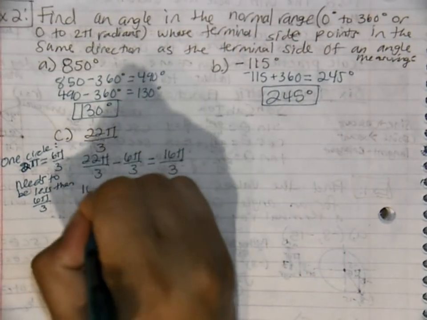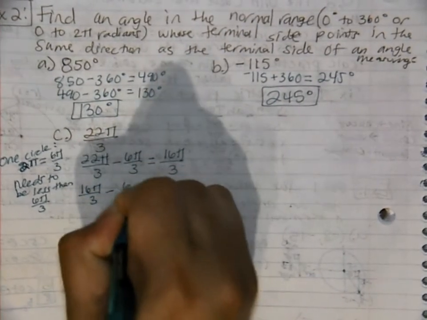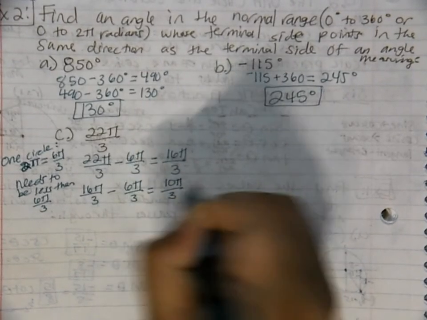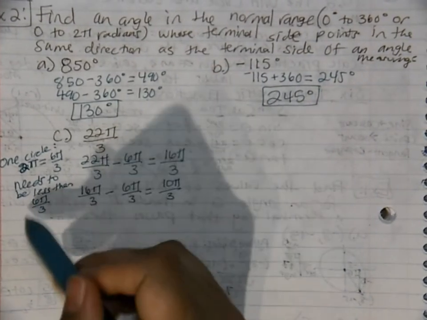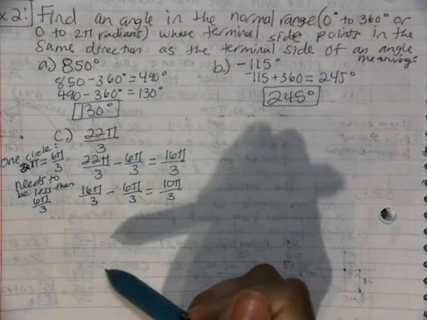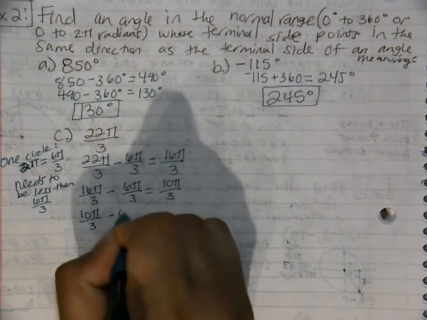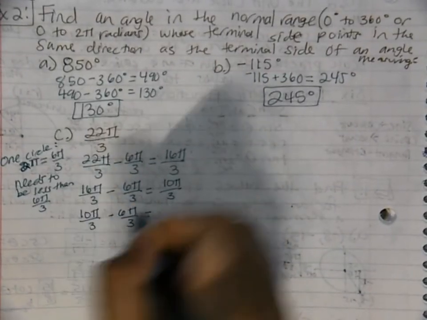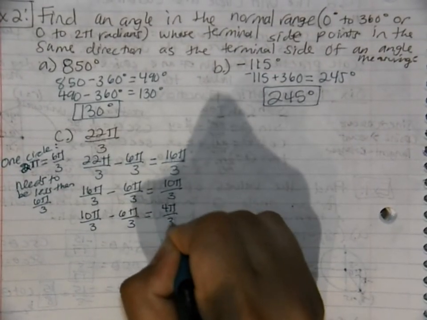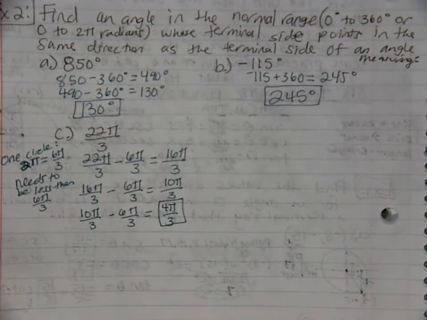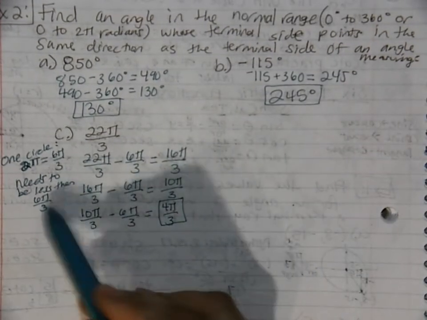So 16 pi over 3 minus, again, 6 pi over 3. This is 10 pi over 3. Still too large, because, again, we have to be less than 6 pi over 3. And finally, if I do it one last time, it should work, because 10 minus 6 is 4 pi over 3. That is the final answer. So you get to a point where, yes, my answer is less than 6 pi over 3.